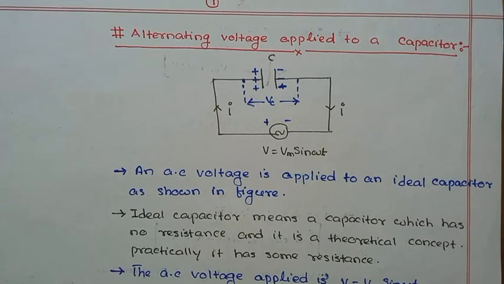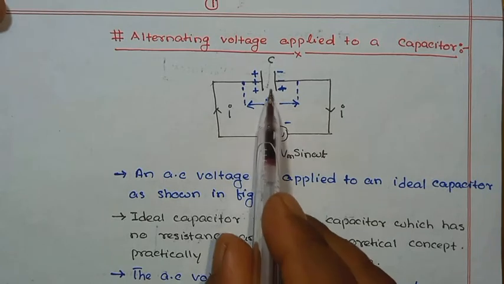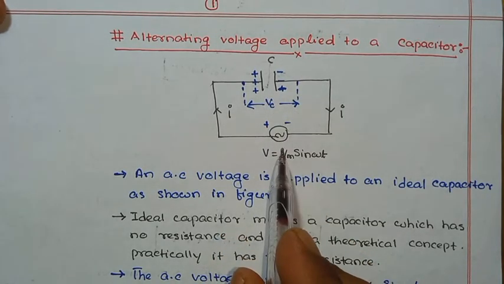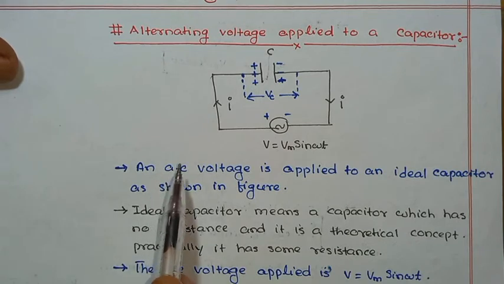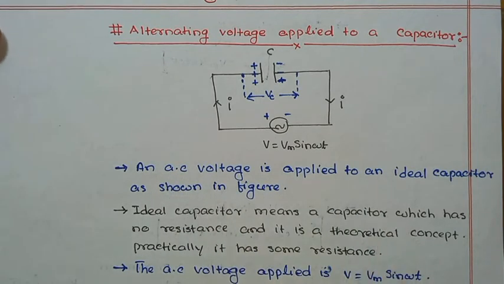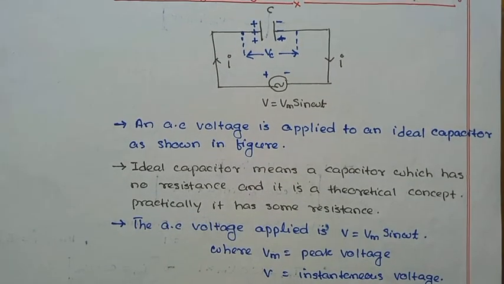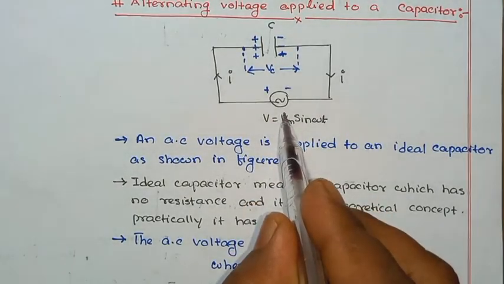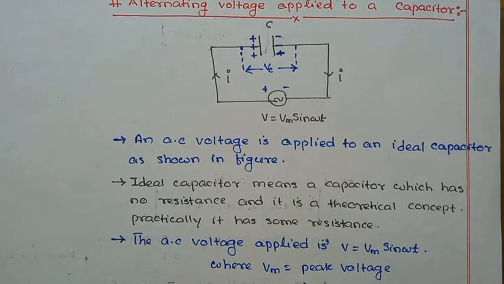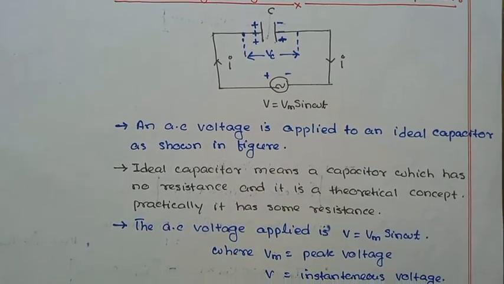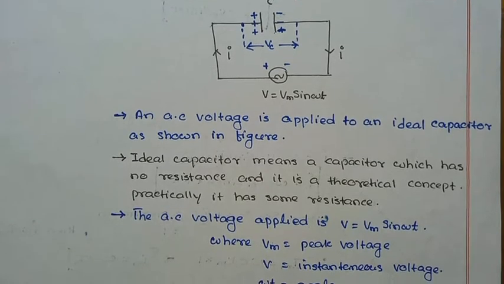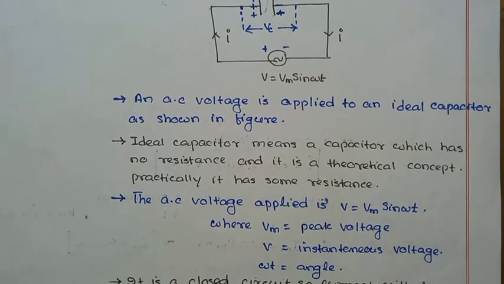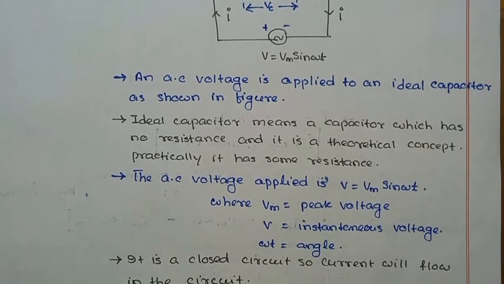So, alternating voltage applied to a capacitor. An AC voltage is applied to an ideal capacitor as shown in the figure. This is the ideal capacitor and this is the AC supply voltage. Ideal capacitor means a capacitor which has no resistance and it is a theoretical concept. Practically, it has some resistance.